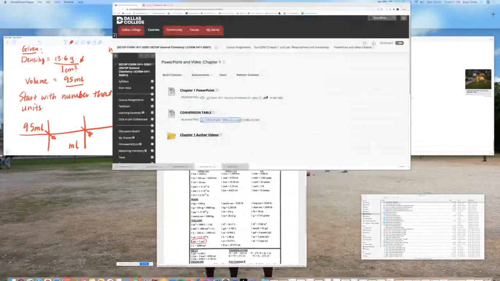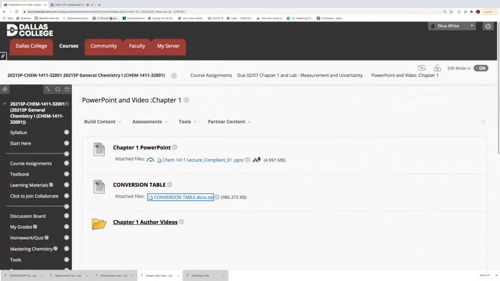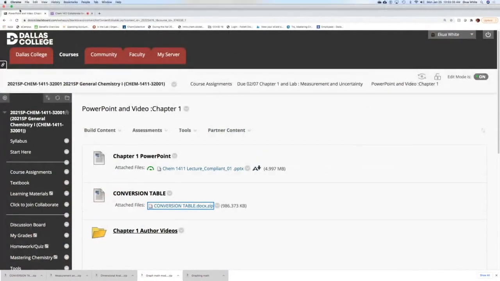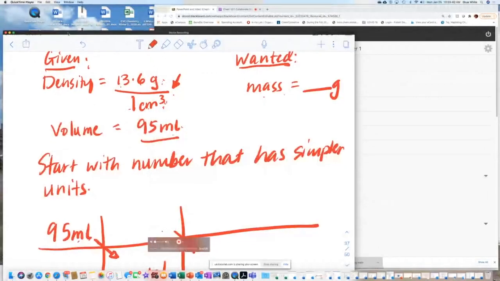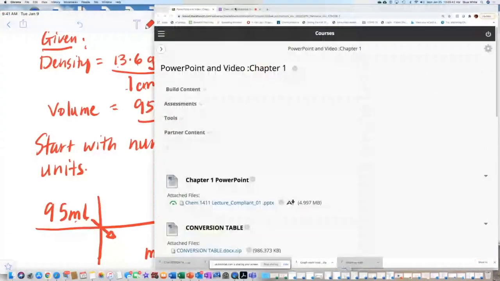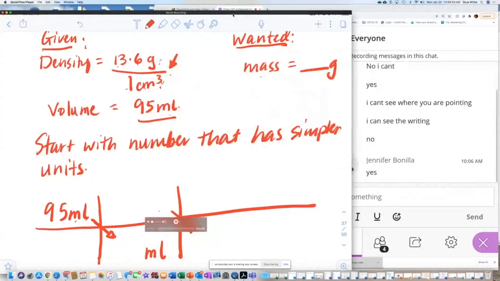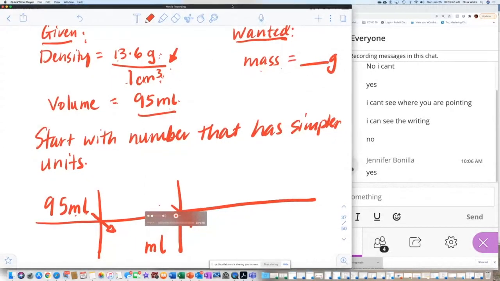Wait. Oh, this is what I'm looking for. Okay, that's what I need. So let me make the screen a little smaller so I can pull this back up. Okay, there. So I found my conversion. I needed 1 milliliter equal 1 centimeter cubed.